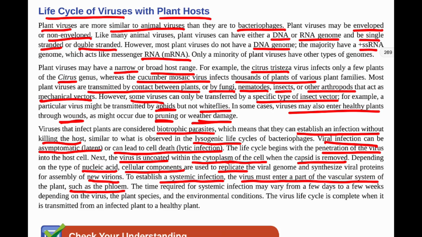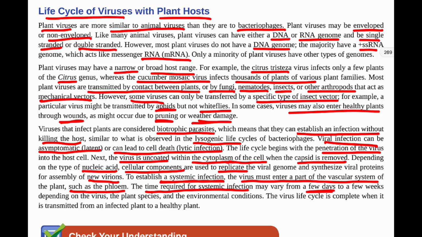So a virus, in order to establish this systemic infection, is then going to need to enter the phloem, for example, and then hang out within the phloem, which is a major part of the plant, and then can move around in the plant because that's what is used to move things like carbohydrates and things like that for the plant to live, the nutrients it needs. The time required for systemic infection can vary from a few days to a few weeks, depending on the virus, the plant species, and the environmental conditions.